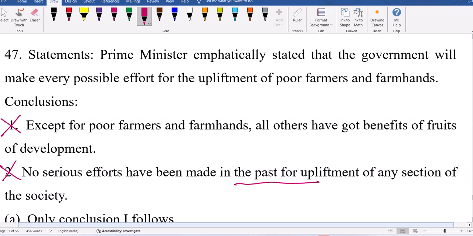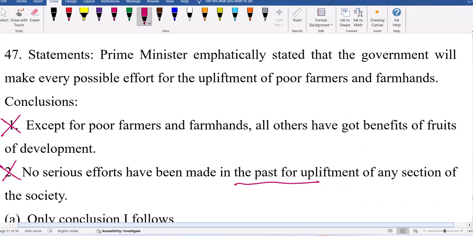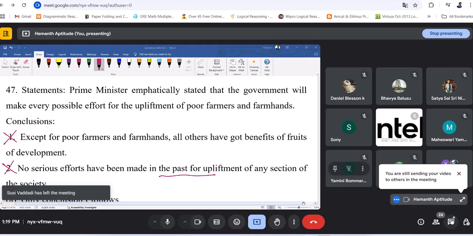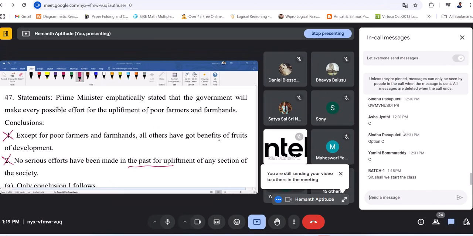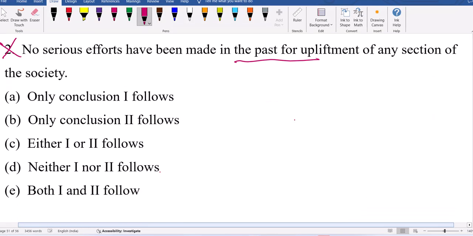The only thing the Prime Minister stated is that the government will take care of all the measures, so that poor farmers and farmhands will be uplifted. Will support them in all possible ways. That's what it is. It's not about remaining people not getting support or already being benefited, or past people not having done anything. That we cannot assume. Assumptions are not allowed. This is what we have to conclude. So here neither one nor two follows.